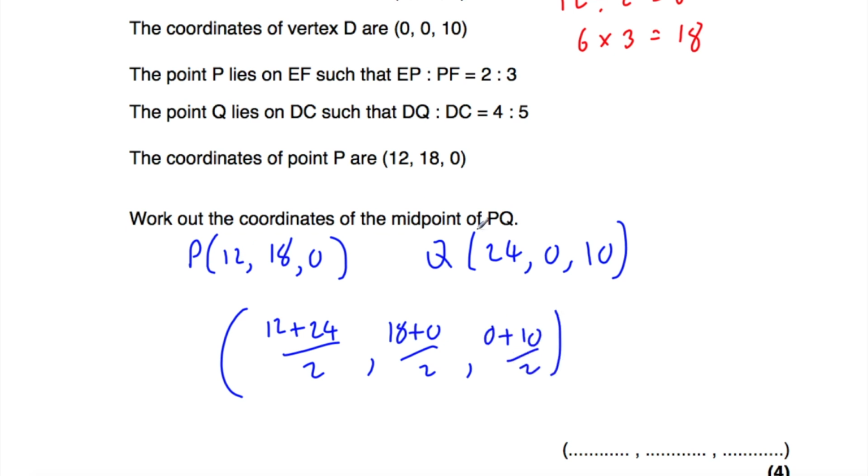Adding together the x coordinates would be 36, divided by 2 would be 18. Adding together the y coordinates, 18 plus 0 is 18, divided by 2 would be 9. And adding together the z coordinates, 0 plus 10 is 10, divided by 2 would be 5. So that means the coordinates of the midpoint of PQ would be 18, 9, 5. And if you got that, well done.